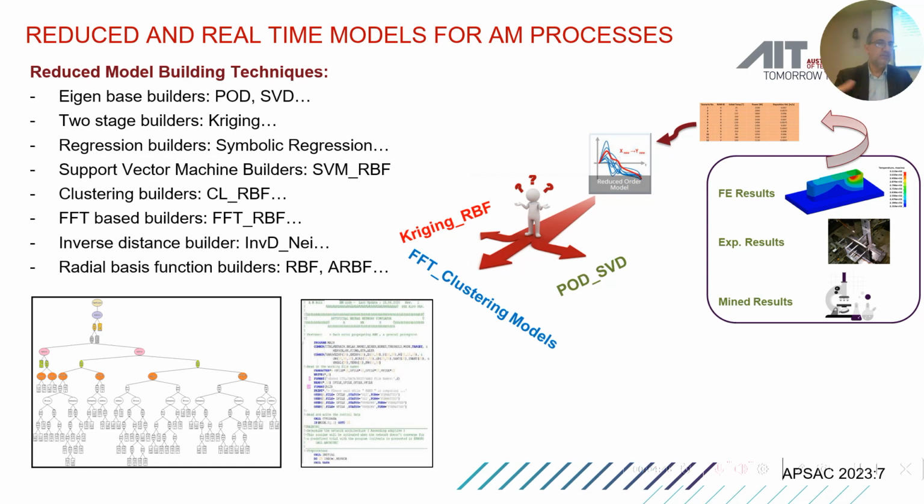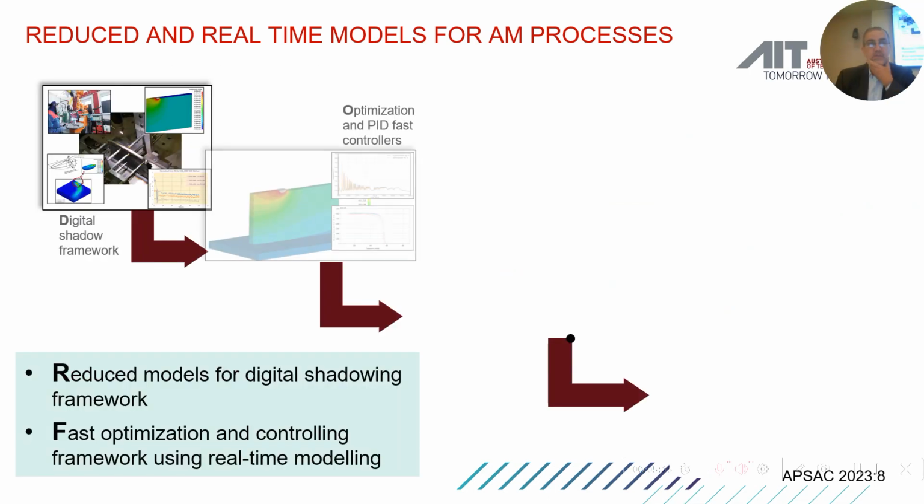We have different types of model-building technologies, from eigen-based builders to kriging and symbolic regression. People who are familiar with reduced models know there are different data techniques with which you can build your model based on the existing database. There are different ways of doing this, depending on what sort of data you have and what sort of real-world application you have on hand. So what happens is the framework.